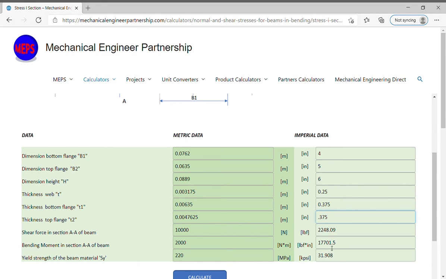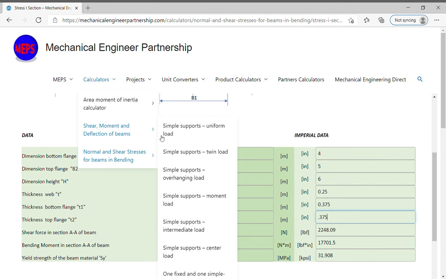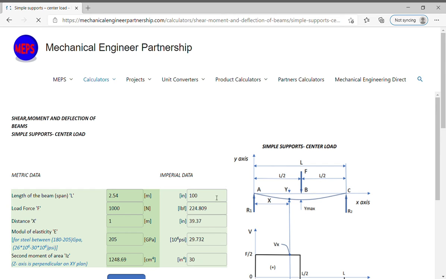Then shear force in section AA of the beam and bending moment in section AA of the beam. If you already have the values, write them in the corresponding cells. If not, choose calculators and then shear, moment, and deflection of beams. Choose the right option for your case, for example, simple supports, center load.